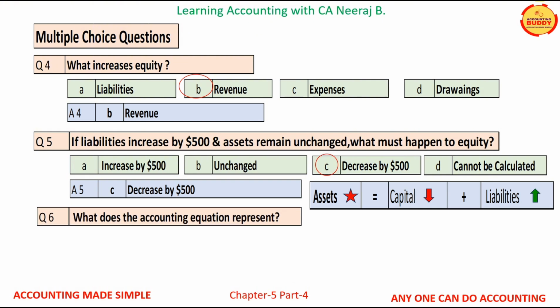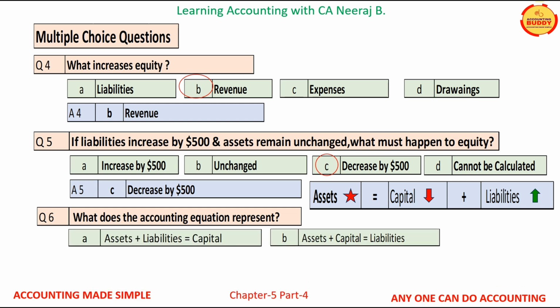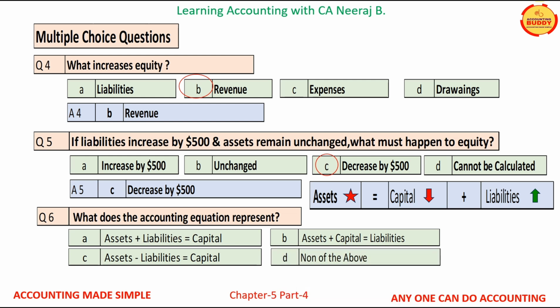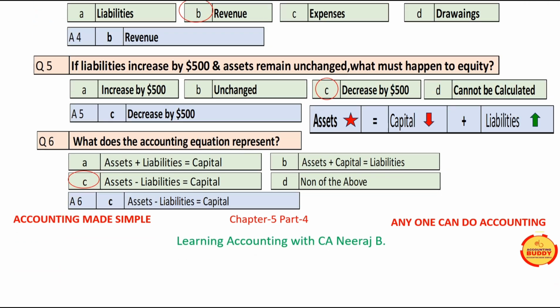Question number 6 on your screens is, what does the accounting equation represent? The options are option A, assets plus liabilities is equal to capital, option B, assets plus capital is equal to liabilities, option C, assets minus liabilities is equal to capital, and option D is none of the above. We know option C is the correct answer. Assets minus liabilities are always equal to capital.